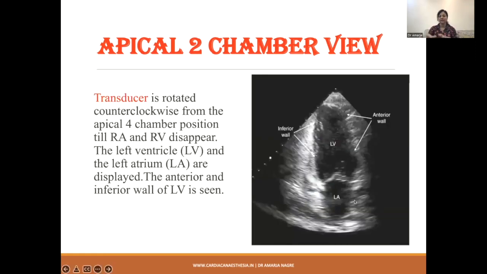Now these are the additional views. If you want to go into more detail, you can assess these views. Otherwise, apical 4-chamber and apical 5-chamber suffices for most of the information.